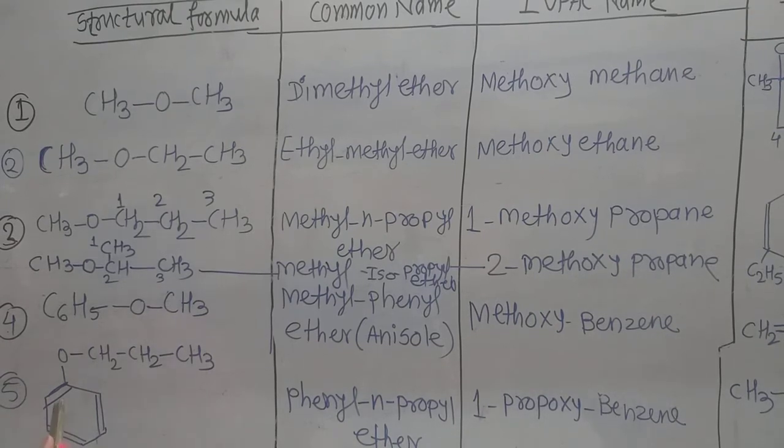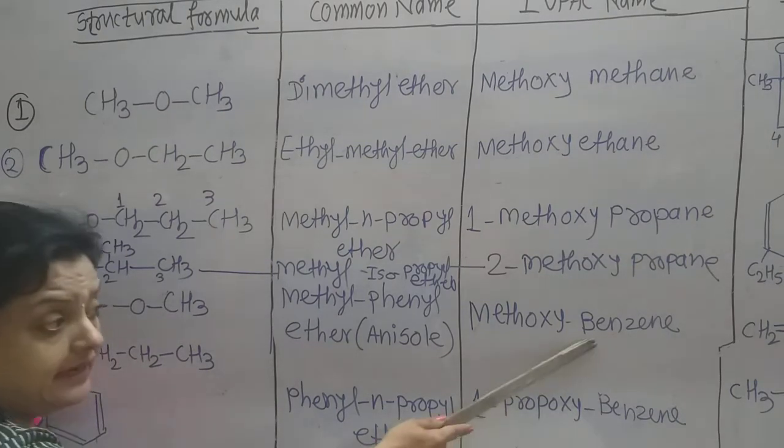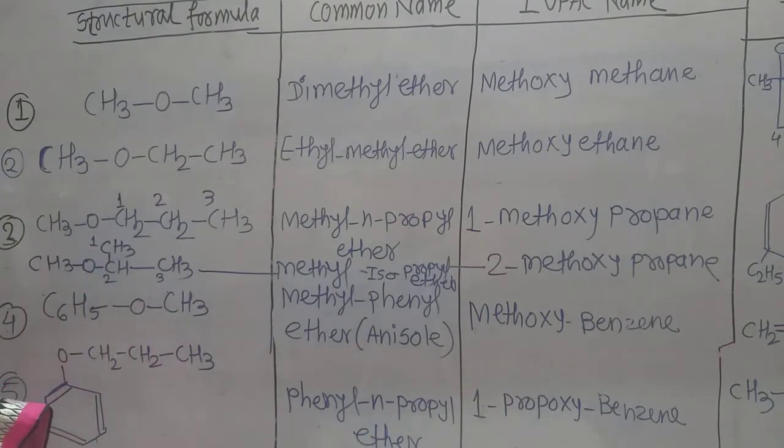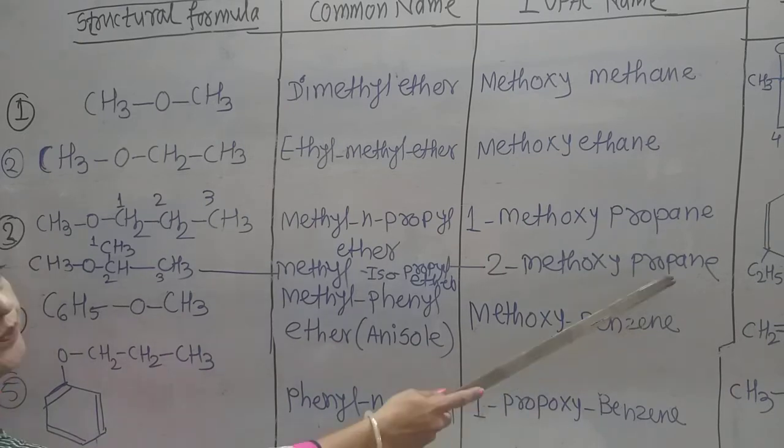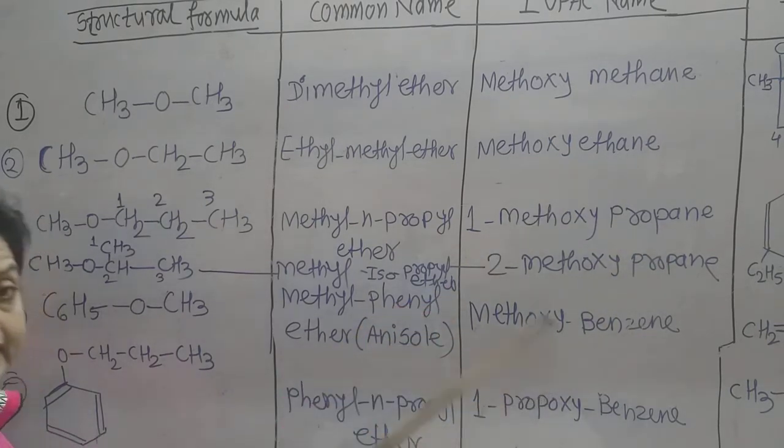Now see this phenyl ring, C6H5. This is the phenyl group and this is the methyl group, but this is the larger group, that is the phenyl group. So the IUPAC name of this ether is methoxybenzene, because though it is a phenyl group, we give the name of the complete group, such as propane, ethane. So here I write benzene. This is methoxybenzene, not methoxyphenyl.